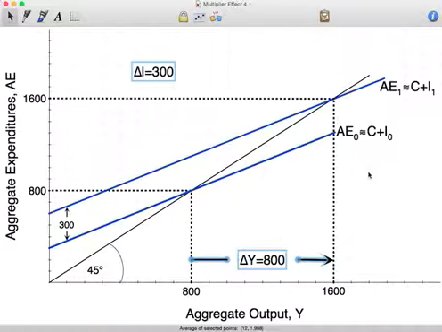Realize that with multiple rounds of spending, the amount of spending that occurs gets smaller and smaller each round until it gets down to zero. So because of that, we end up seeing a multiple increase in income because of an autonomous increase in spending.